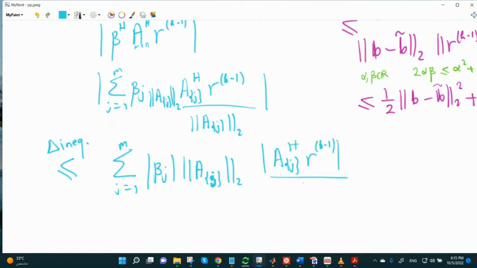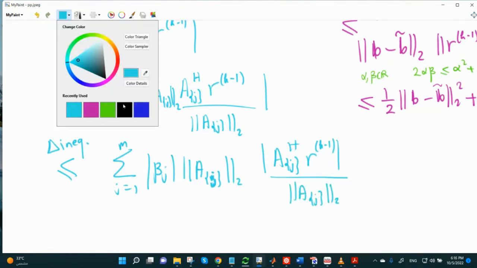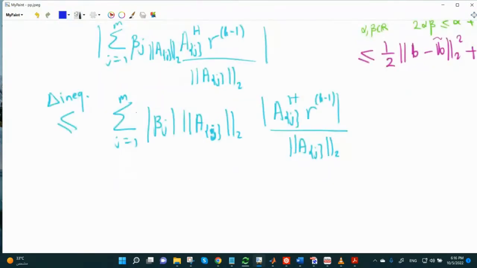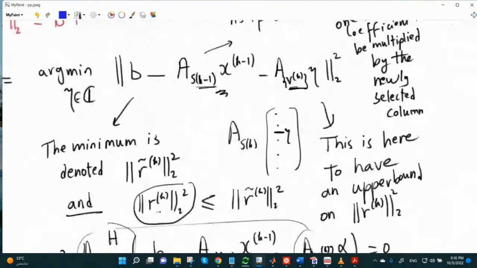K minus 1 over L2. Now, we want to further upper bound this, and we now will focus on this factor here, because this is an inner product, or it's the magnitude of an inner product between R_{k-1} and the jth column of A after normalizing it. So let's go back to the algorithm.